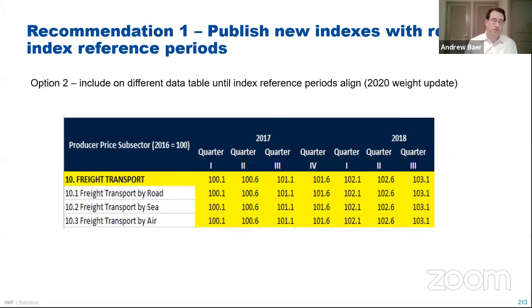Another option could be to just simply publish it as a separate table. So you have one table with all your indexes 2010 equals 100, then you'd introduce a new one that is 2016 equals 100 just for freight transport. And then again, that would only be temporary until you align the weights and the index reference period. Then this data can be added to the main table. So I think those are two different options that are both acceptable and would be ways that you could start sharing this freight transport data.